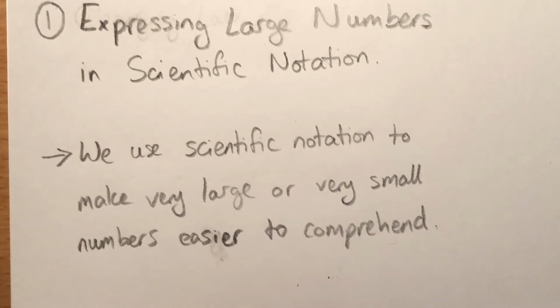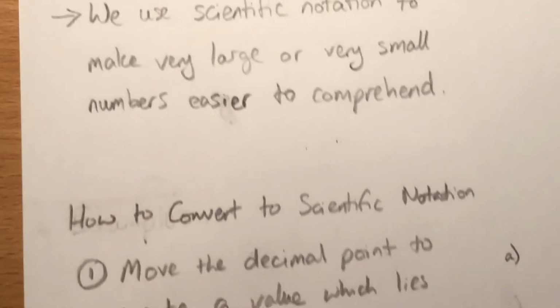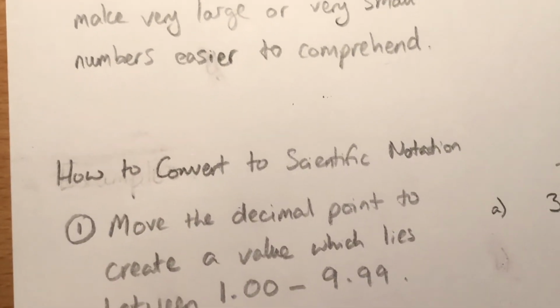So if we're starting to look at things that are in the millions, billions, trillions, so on, or even at the microscopic scale at the other end of the spectrum, we're starting to look at ways in which we can interpret what those numbers actually mean. So we're just going to launch straight into this. We're going to look at how to convert to scientific notation. And there's 4 steps to it.